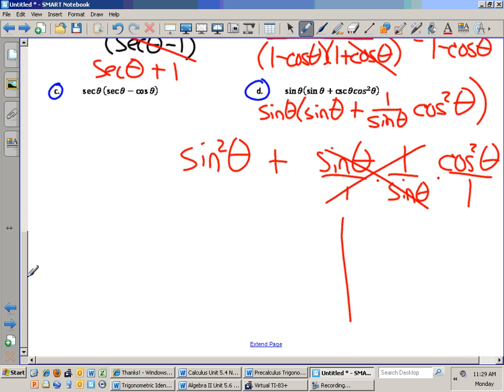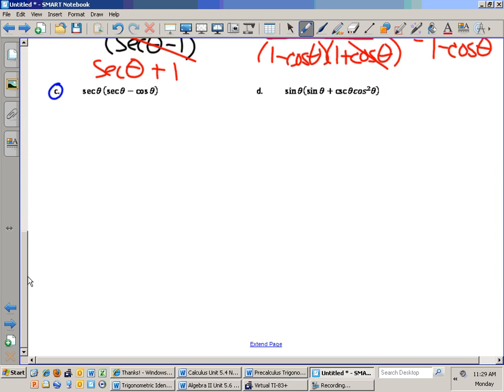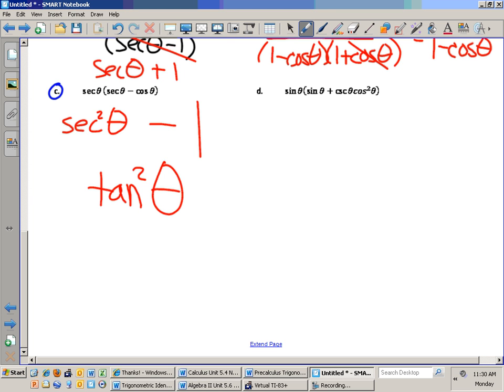In C, do you see anything squared in problem C? No, nothing squared. But if I distribute, will I get something squared? Secant times secant is secant squared of theta. Minus, what is the relationship between secant and cosine? They're reciprocals, and if you multiply reciprocals, that's an inverse operation. You get 1. Secant squared of theta minus 1 on your formula sheet is tangent squared of theta.